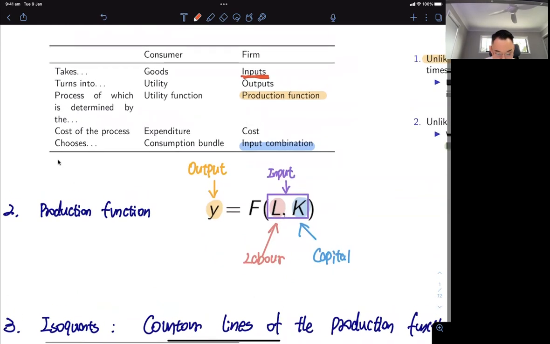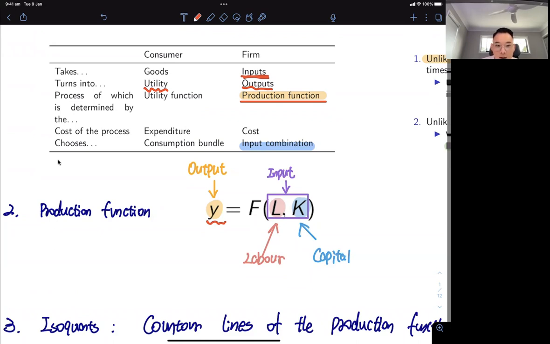And a consumer turns goods into utility, which means how happy they are, how satisfied they are. However, firms turn the inputs into outputs. What is output? It's simply Y over here. The process is determined by the utility function for consumers, but now this is about the production function. How do we write down the production function? That is Y, output, equals a function F of L and K, where L is labor and K is capital.